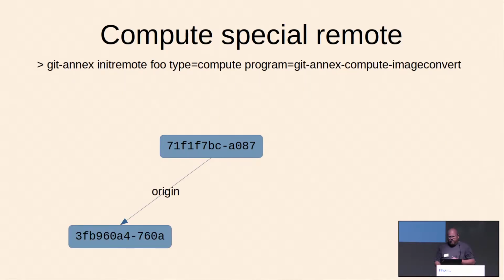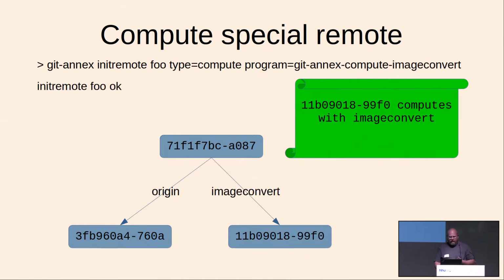So if we start by initializing a compute remote, we're going to create a remote named foo, and it's going to use this program git-annex compute image convert, which is something that can convert, say, a JPEG to a GIF or whatever kind of image conversion, something like that. If we run this command, all git-annex does is it says, okay, I'm going to add this remote called image convert, and I'm just going to remember that it runs this image convert command. That's all I need to do. Okay, great, we've got a compute remote, done.